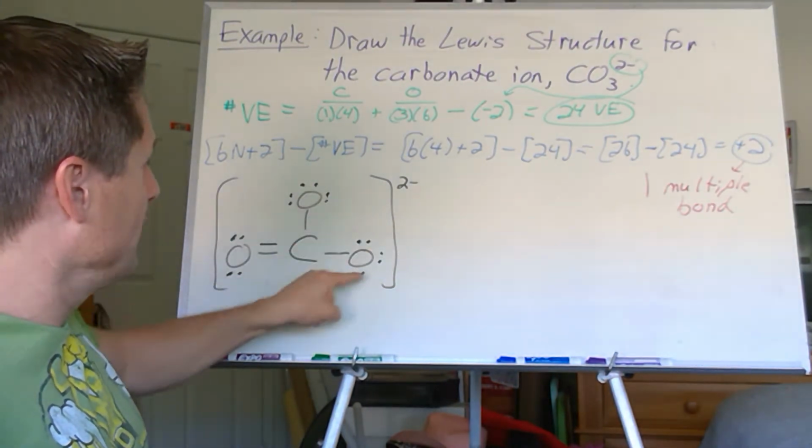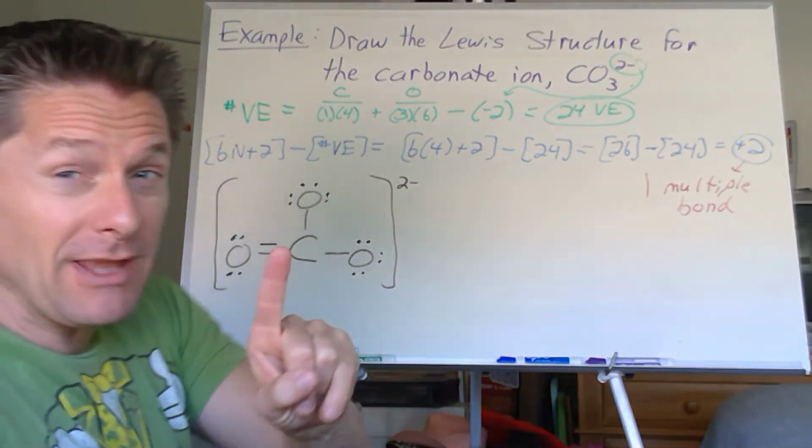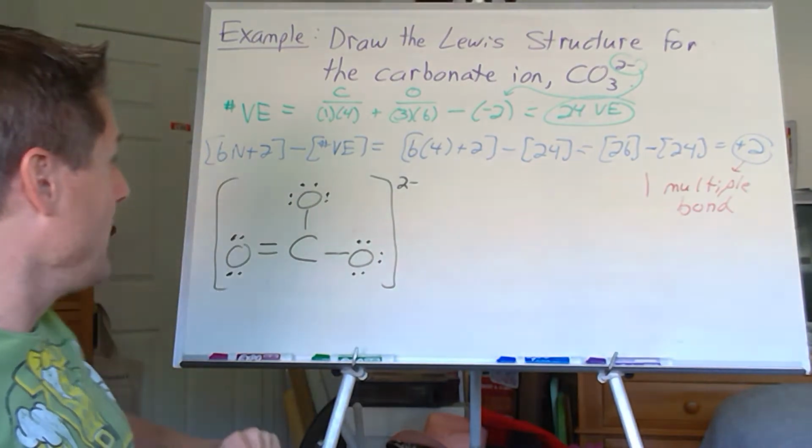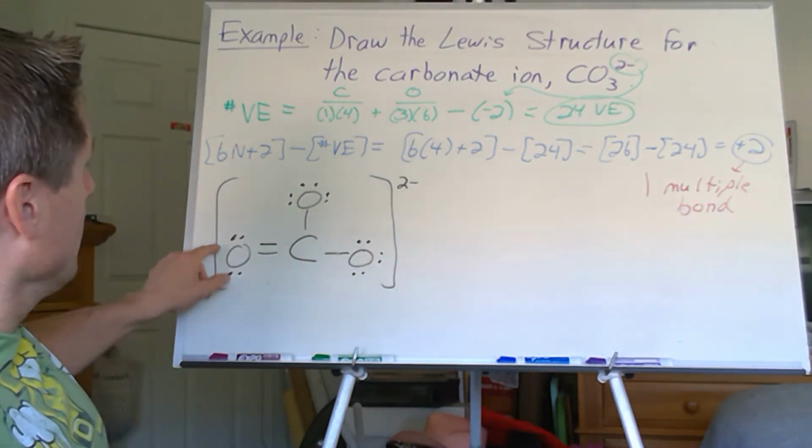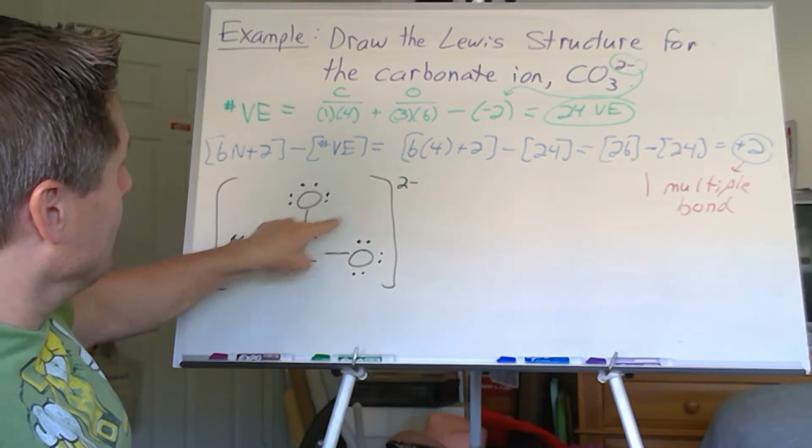2, 4, 6, 8. 2, 4, 6, 8. Octet rule satisfied. But these oxygens only have 1 bond. Not quite satisfied. Let's count up the total number of electrons. So we've got 8, 16, 24.